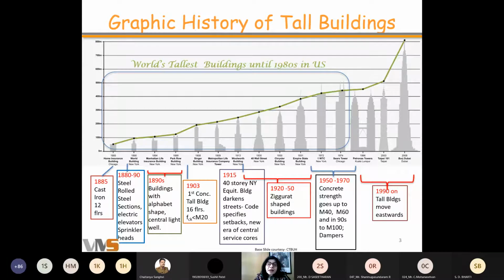Interestingly, the first tall building, when I say tall building, I'm talking about a 12-story building, happened 140 years ago. That's a really long time ago, and I'm just hearing that it is only now that in Gujarat, in Ahmedabad specifically, you're having buildings which are more than 100 meters, which is actually just 30 stories. When you talk about 12 floors, it's about 40 meters. That happened 140 years ago, and it was built with cast iron.